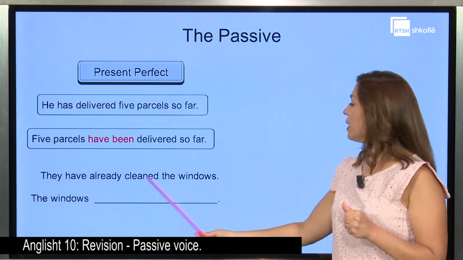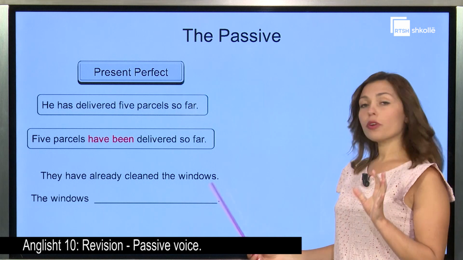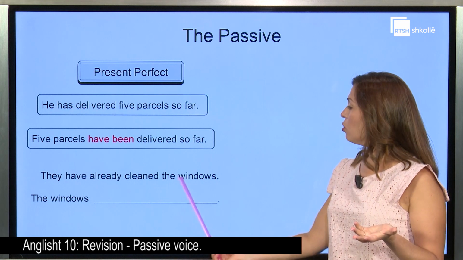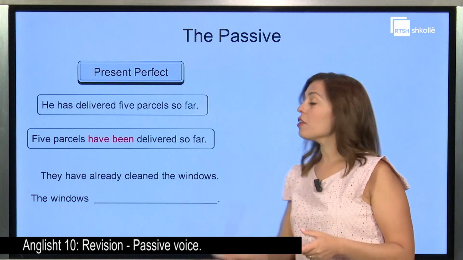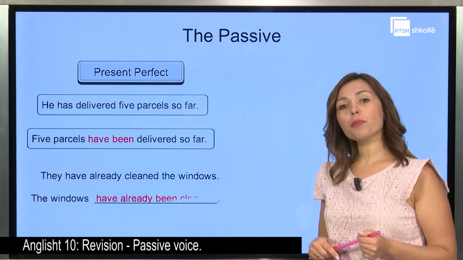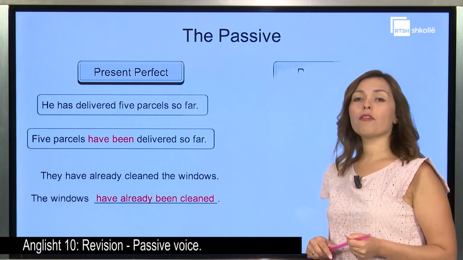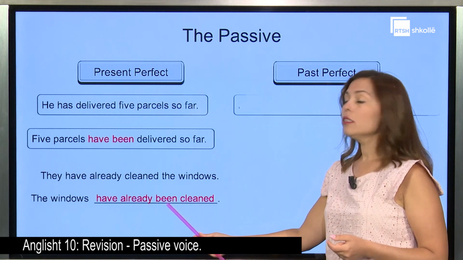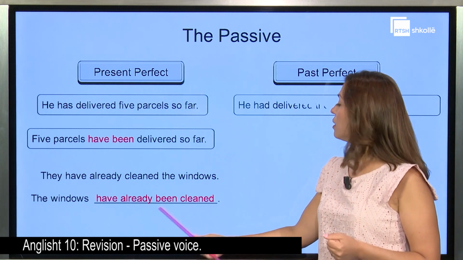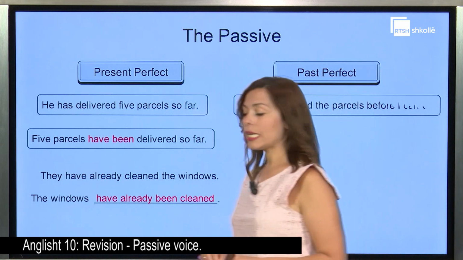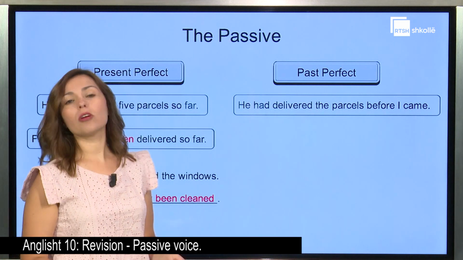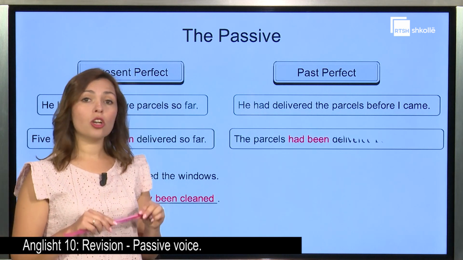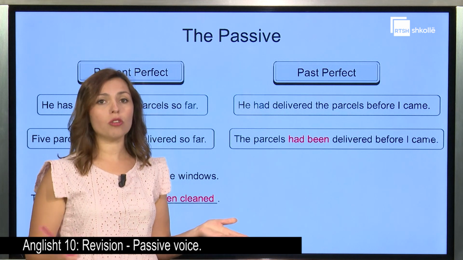They have already cleaned the windows. Don't forget, we are talking about the present perfect. So, the windows, the object that has become the subject, and then we need the present perfect. The windows have already been cleaned. Have been, the present perfect of the verb to be, and the past participle cleaned. We don't say by them because it's not what our focus is on. We focus on the action, not the person who did it, since we don't have the name of that person as well.